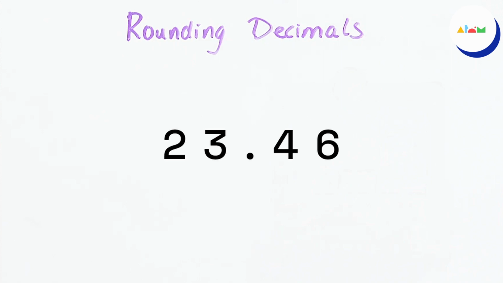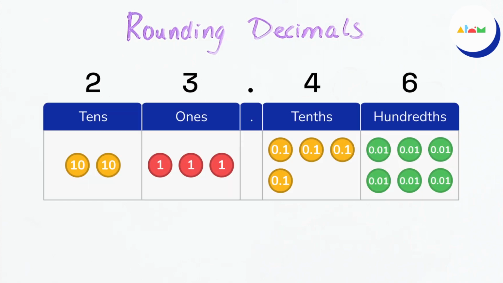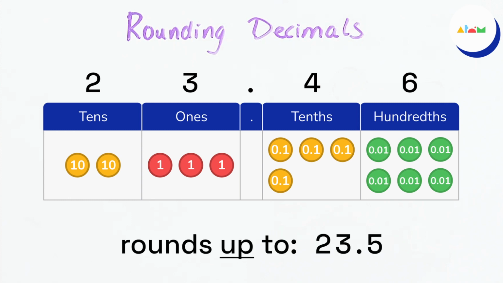Let's put our number into a place value chart to help with the rounding. If we're asked to round to one decimal place, we need to look at the hundredths digit and check if it's 5 or more. In our example, we have 6 hundredths in the hundredths column. 6 is more than 5, so we need to round up to the next tenth. This means our new rounded number will have 5 tenths.